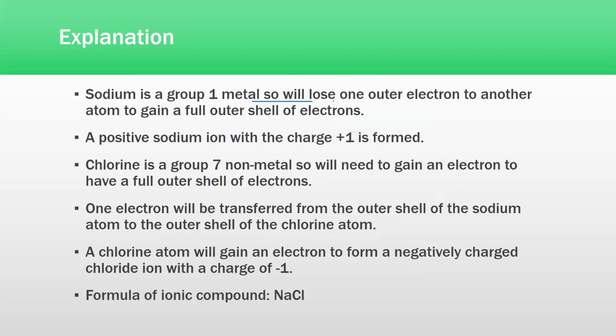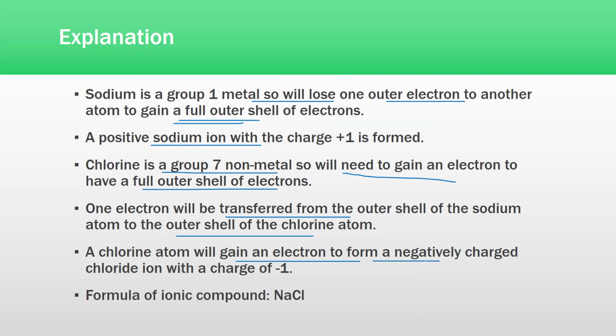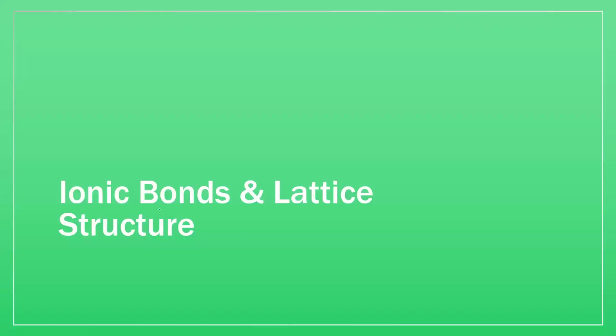Sodium is a group 1 metal, so it will lose one outer electron to another atom to gain a full outer shell of electrons. A positive sodium ion with the charge +1 is formed, and chlorine is a group 7 non-metal, so will need to gain an electron to have a full outer shell of electrons. One electron will be transferred from the outer shell of the sodium atom to the outer shell of the chlorine atom, and a chlorine atom will gain an electron to form a negatively charged chloride ion with a charge of -1. So now the compound formed would be known as sodium chloride or NaCl.